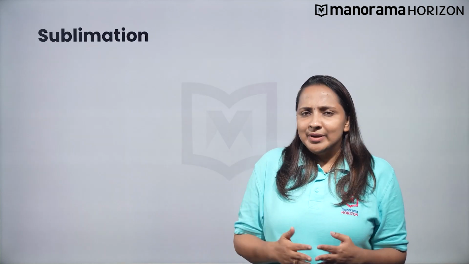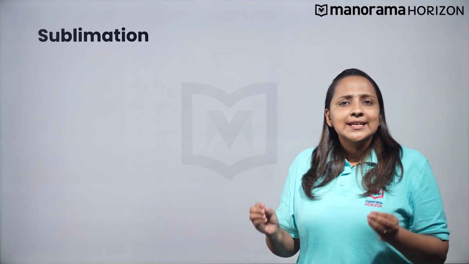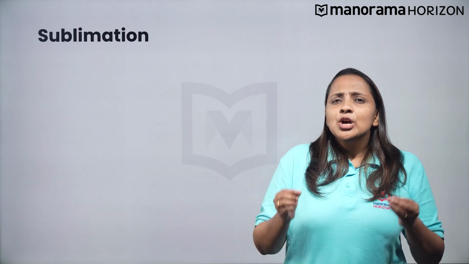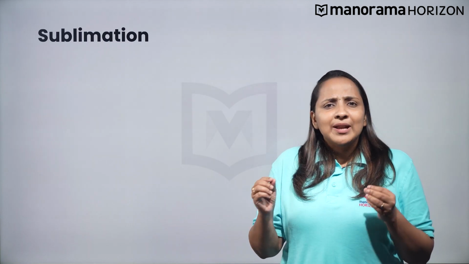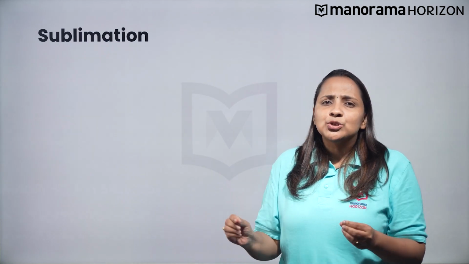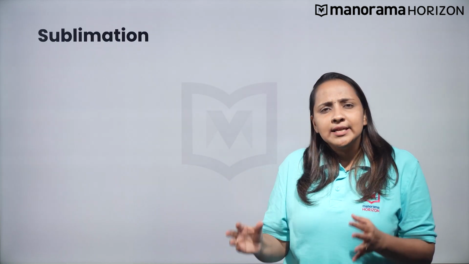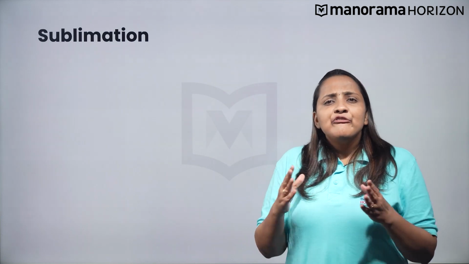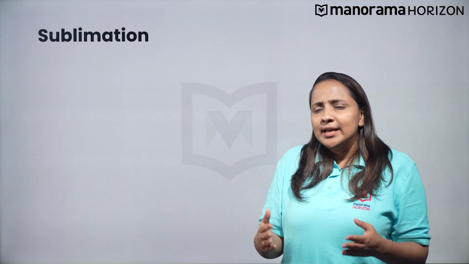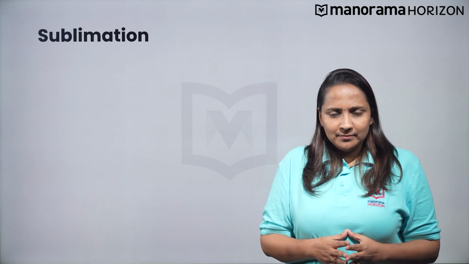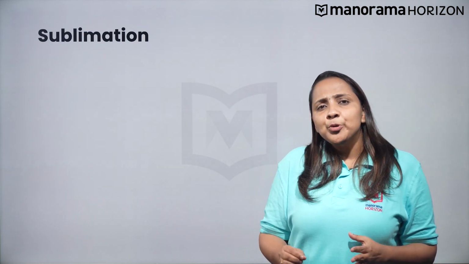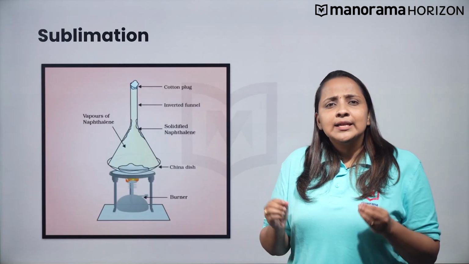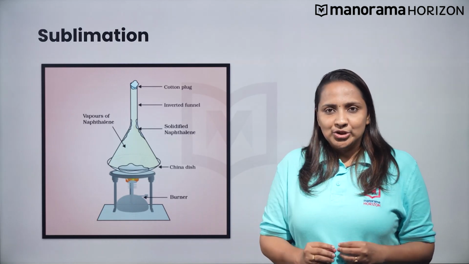Let's start with sublimation. This process is applicable to purify those solids which sublime, that is, directly pass to vapor state upon heating without passing through the liquid state, and the vapors upon cooling give back the solid again. For example, an impure sample of naphthalene can be purified by sublimation.